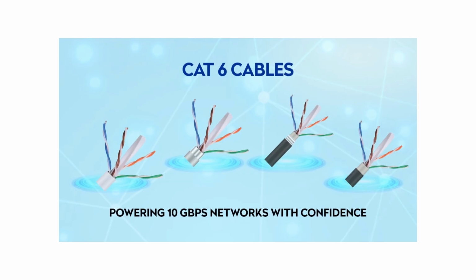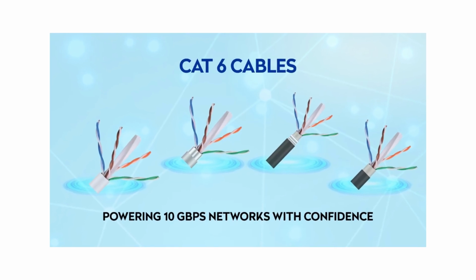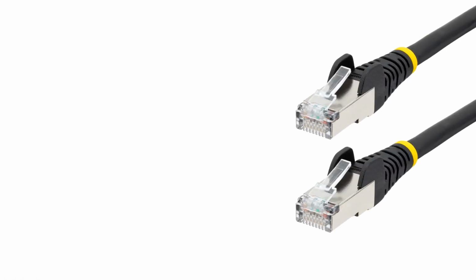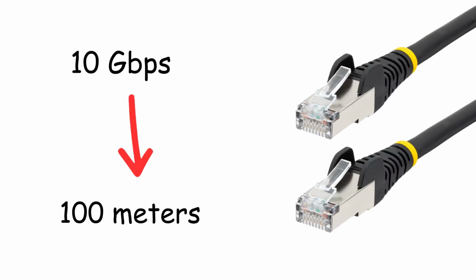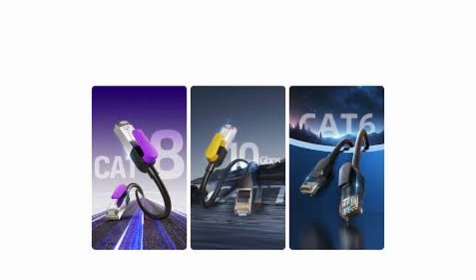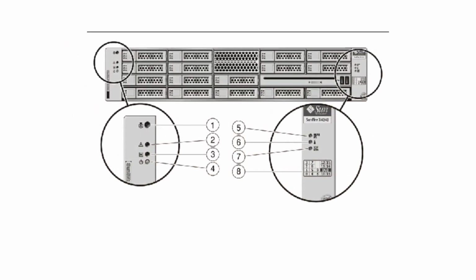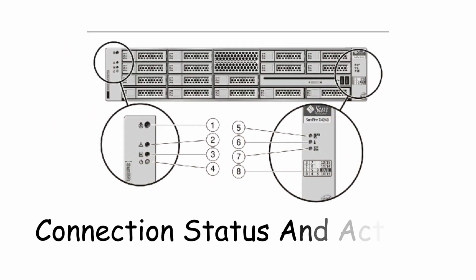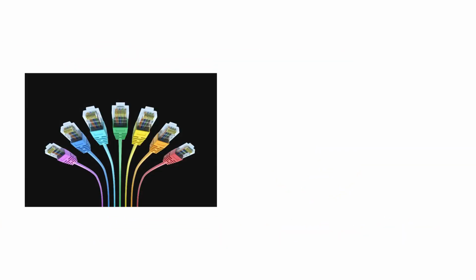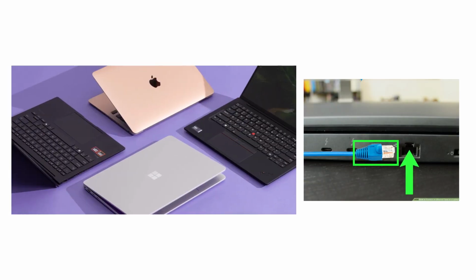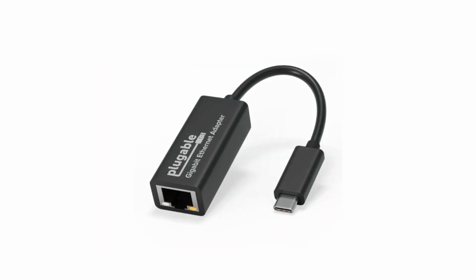Cat6 maintained 1 gigabit per second, but with better shielding and supports 10 gigabits per second at shorter distances. Cat6a supports 10 gigabits per second at full 100-meter distances. Cat7 and Cat8 push to 40 gigabits per second and 100 gigabits per second for specialized applications. LED indicators on the port show connection status and activity. Ethernet remains essential for gaming, servers, and situations requiring reliable connections. Most laptops are dropping Ethernet ports for thinness, requiring USB-C adapters.